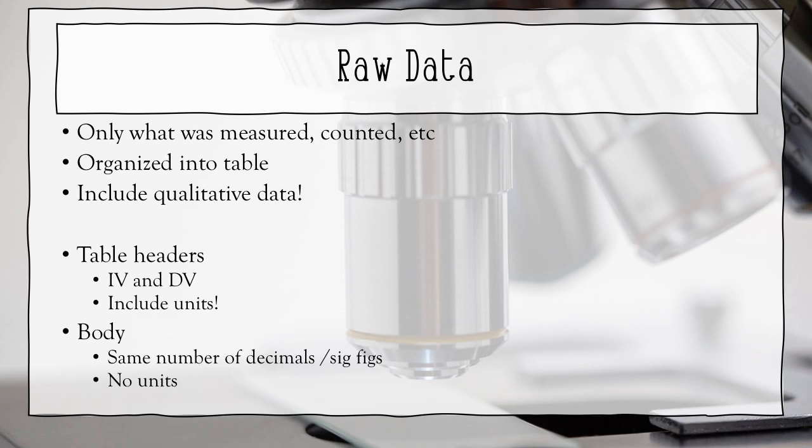Your table headers should include your independent and dependent variable, either in the headers or the row titles. Make sure you're including your units only in the headers or the row headers. I don't know what those are called, so run with it, okay? So in other words, your units are either going up here or up here. They are not going in the body.